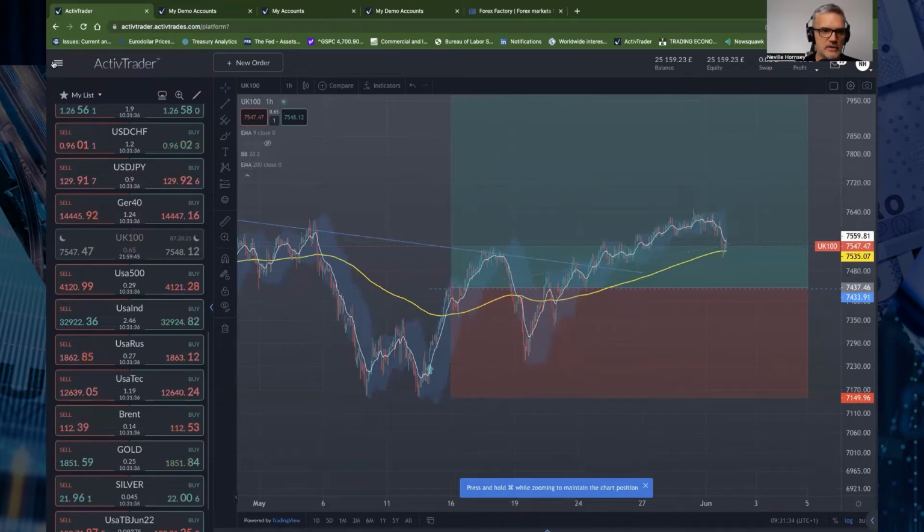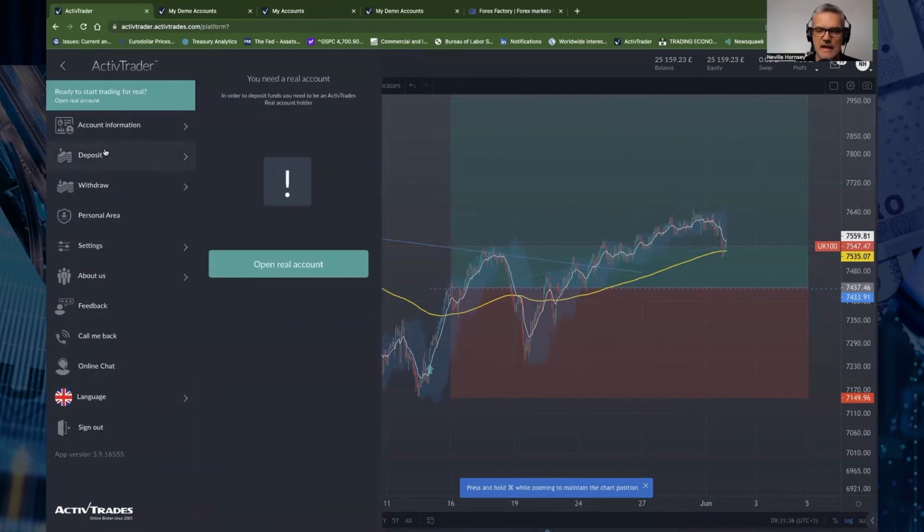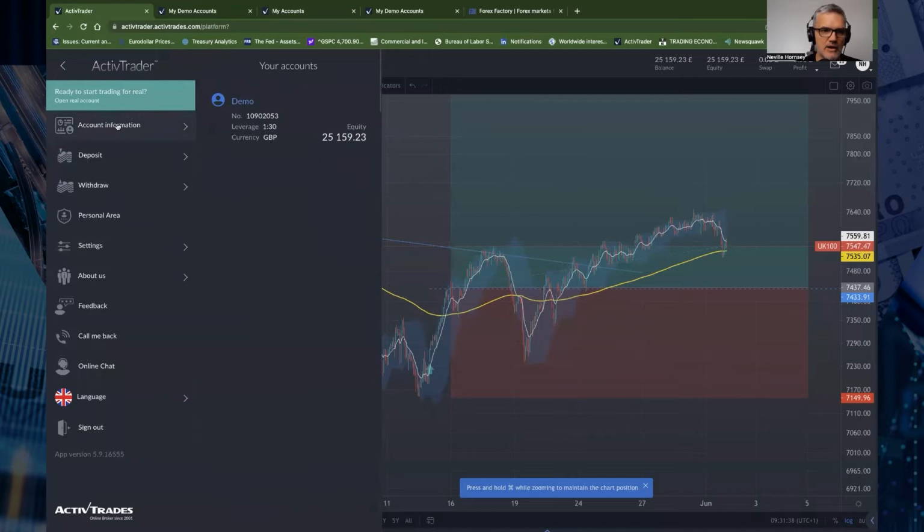Now, if we go to the left-hand side, we've got all of these menu items here. We look at our account information, you can see that I always trade on a demo. It's just an expression of how I see the markets. And if you place a trade, you can monitor whether or not your idea is working out or not.